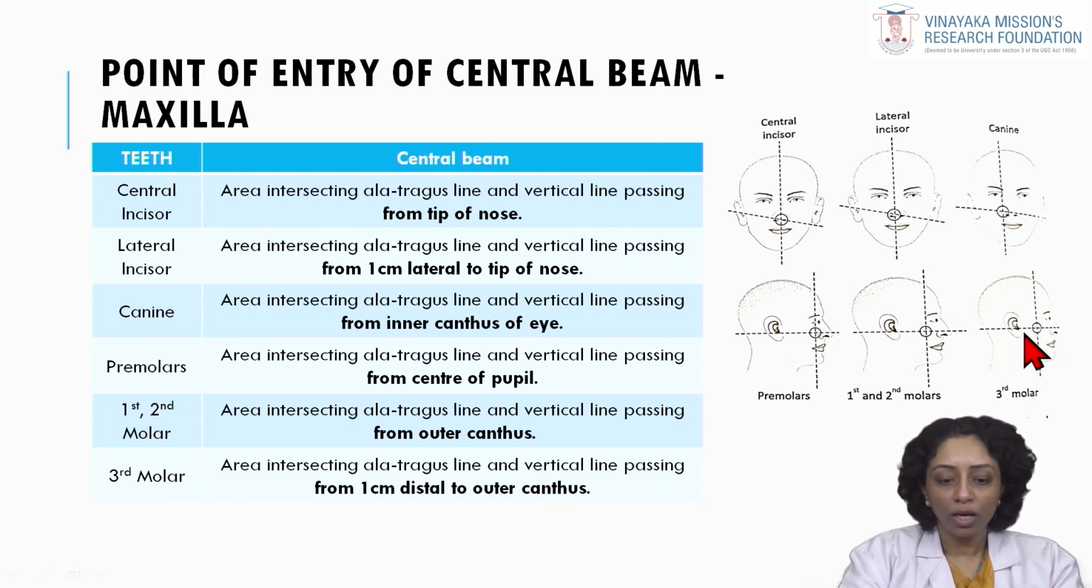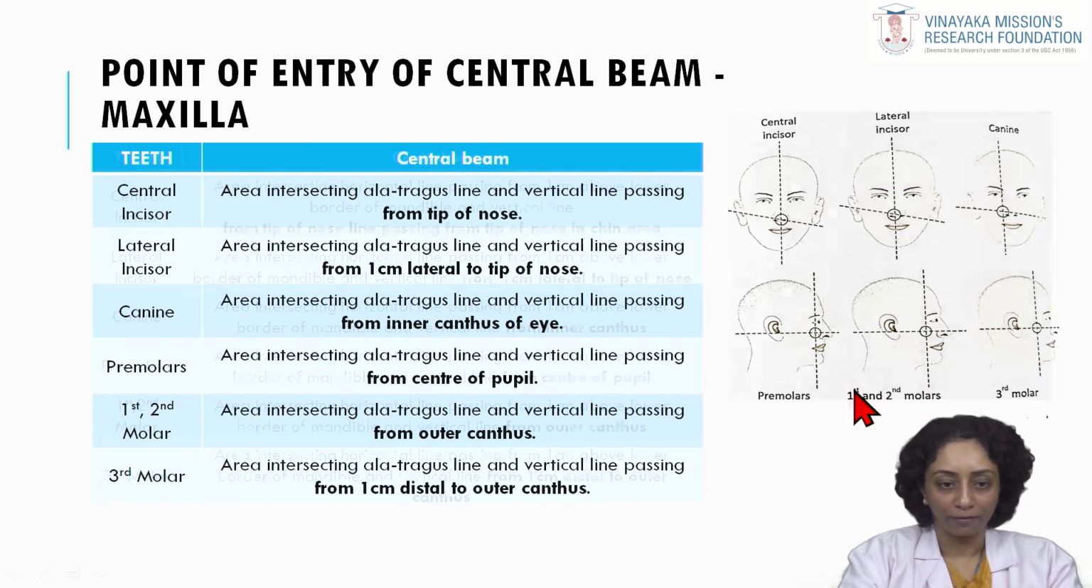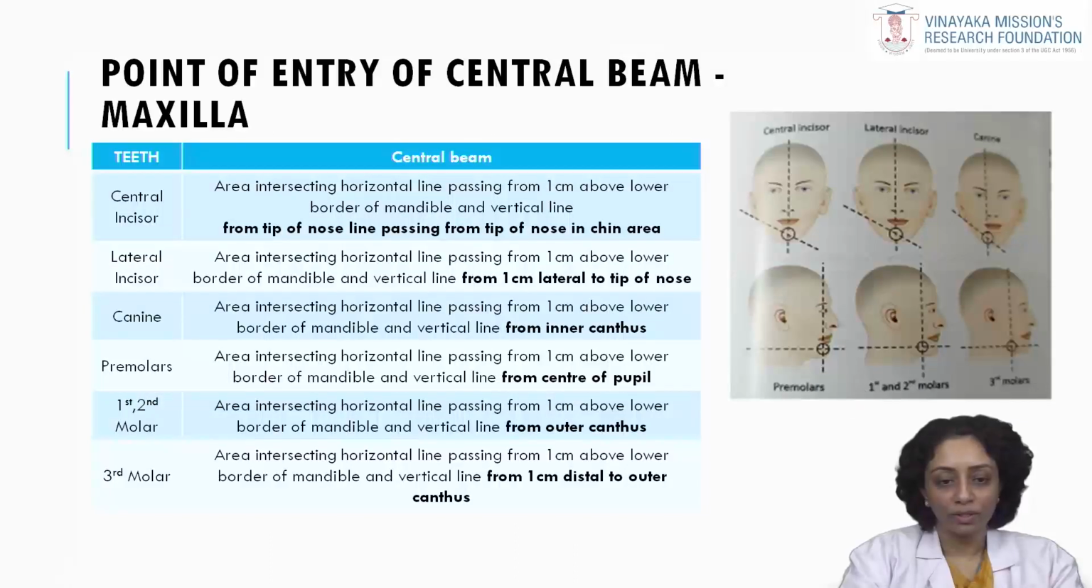Then for the third molar, the area intersecting the alar tragal line and the vertical line 1 centimeter distal to the outer canthus will be the point of entry of the central beam. By knowing these landmarks, we will be able to achieve a good radiograph. Now coming to the point of entry of the central beam for the mandibular projection, for the central incisor it will be the horizontal line 1 centimeter above the lower border of the mandible and the vertical line from the tip of the nose in the chin area.